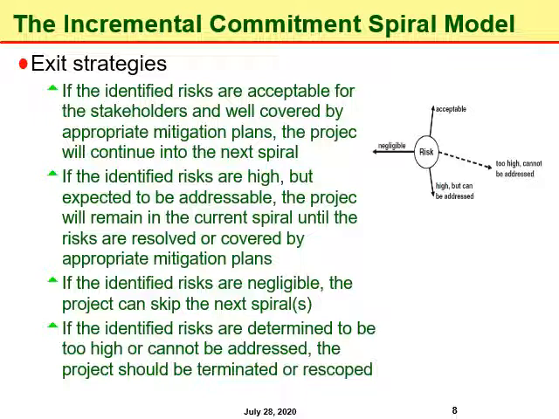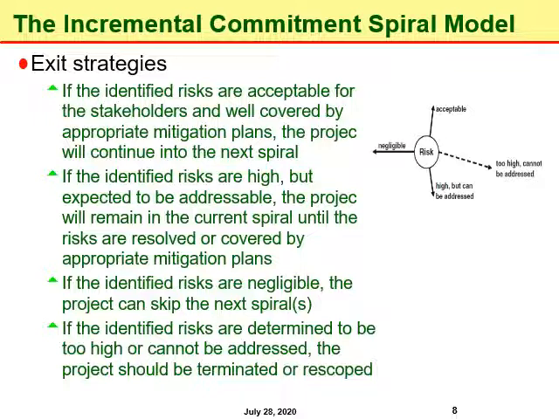So the first one, if the identified risks are acceptable for the stakeholders and well covered by the appropriate mitigation plans, then the project will continue into the next spiral. An example would be a software system that does not reach its intended throughput, but that scales well with the number of CPUs. So the mitigation plan would be to add additional CPUs in order to reach the target throughput. So here is what is determined to the exit strategy.